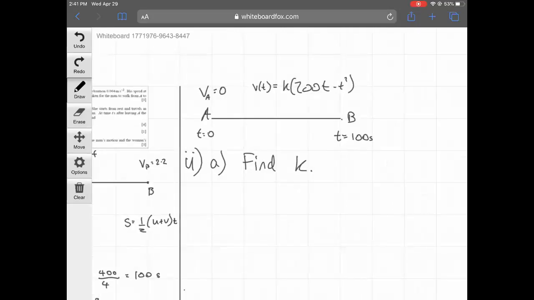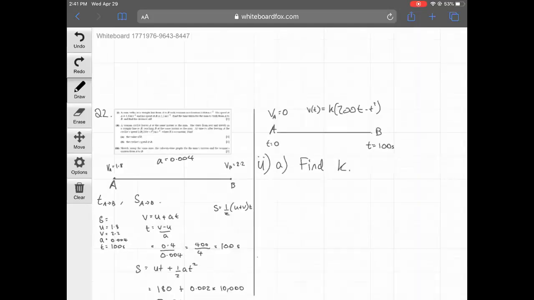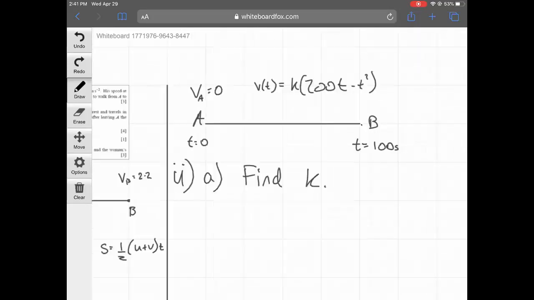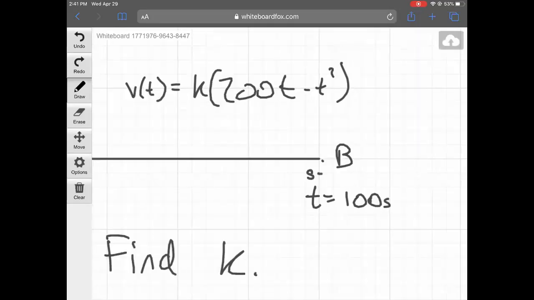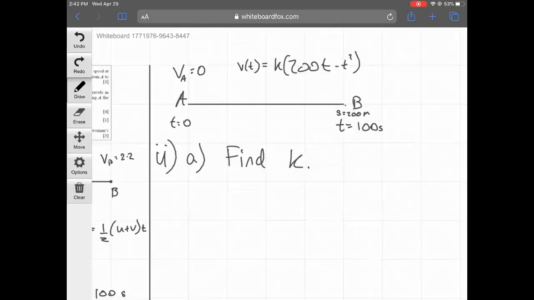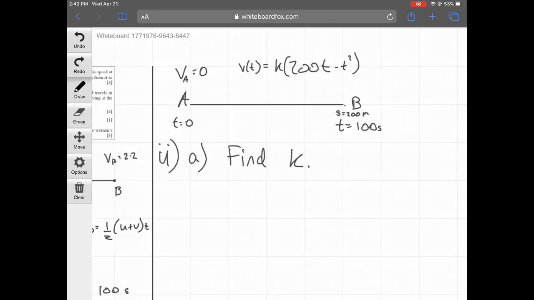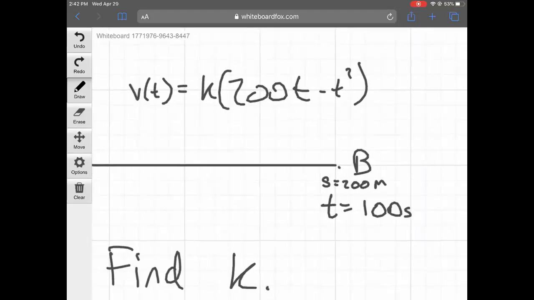Okay, what else do we know? Well, I also worked out the distance is 200 meters. So let's put that on there as well. All right. So her velocity is given by this weird function here. So her velocity depends on time, and it's got a t squared in it. So that tells me that her acceleration is not constant.